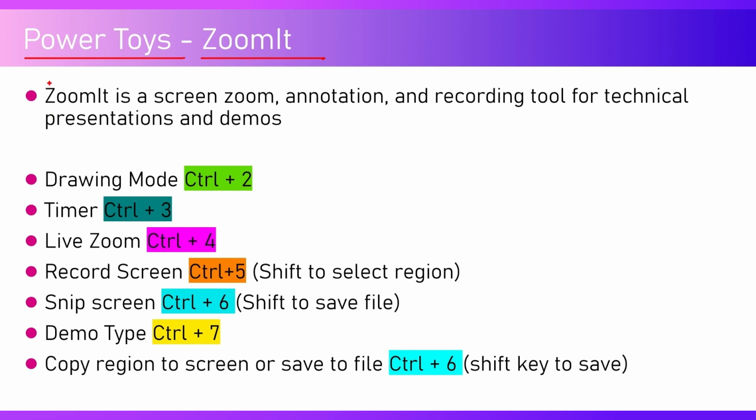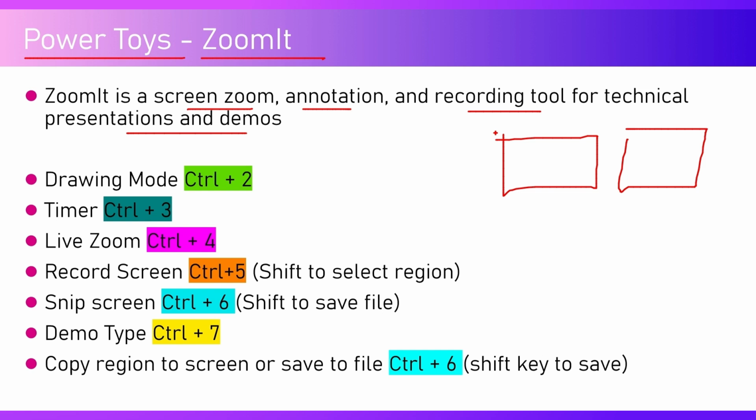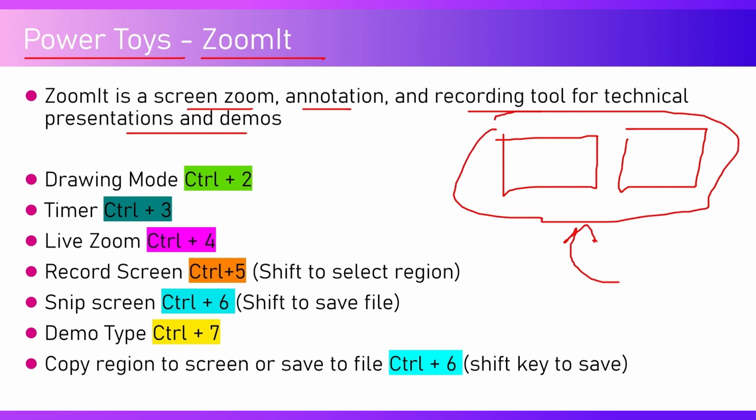ZoomIt is a screen zoom, annotation and recording tool for technical presentations and demos. What you can do with ZoomIt during a demo or presentation is start scribbling on the screen, like what you see over here. I'm now scribbling on the screen. It's kind of like a whiteboarding action, right? So I can draw an arrow, a circle, a triangle, a rectangle, all those kinds of objects within the screen. Now there are other feature sets within the ZoomIt utility.